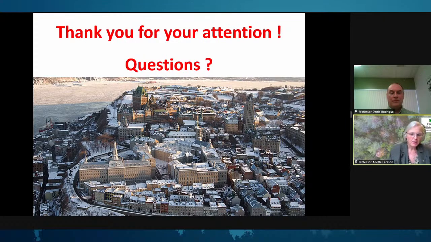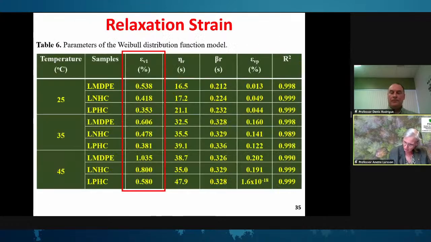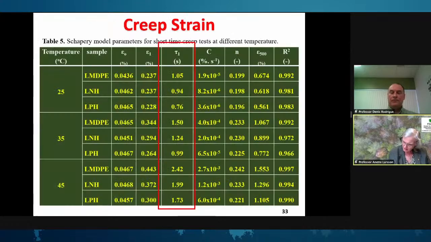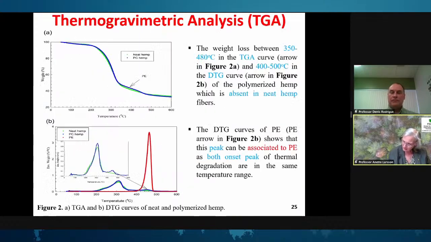Thank you for a very nice presentation. It was super interesting. I really liked it a lot. I have a lot of questions, but I can't keep you forever. You said, I think it was in slide 25, that you had modified the surface of the fibers. Did I understand you correctly that you got about 20% of polyethylene on the fibers?